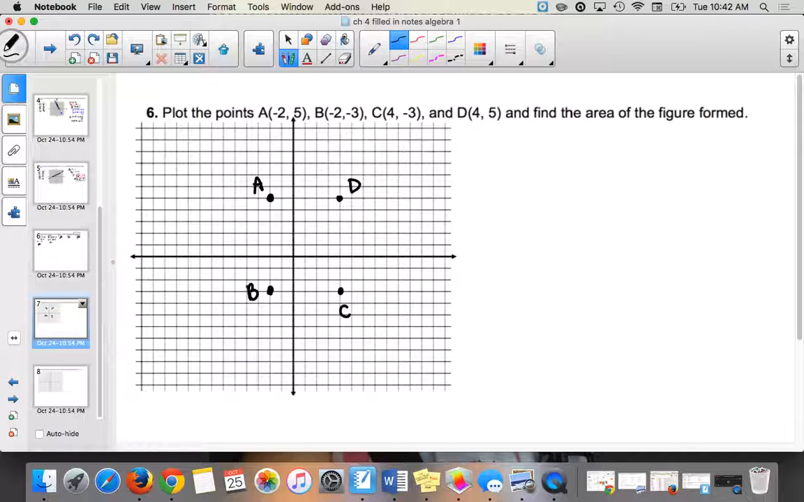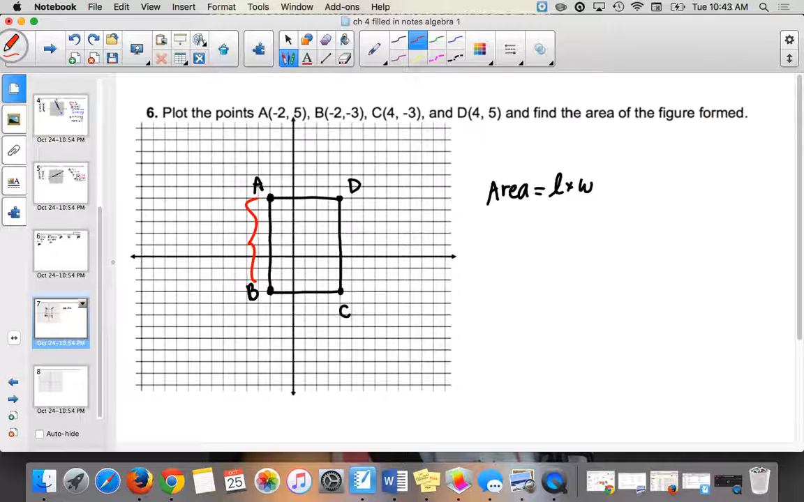D. So if I connect A to B, B to C, C to D, and then D to A, what shape do I have? Rectangle. A rectangle, right? So if I have a rectangle, its area is going to be length times width, or base times height. Doesn't matter. All right, so we want to find the length and the width.